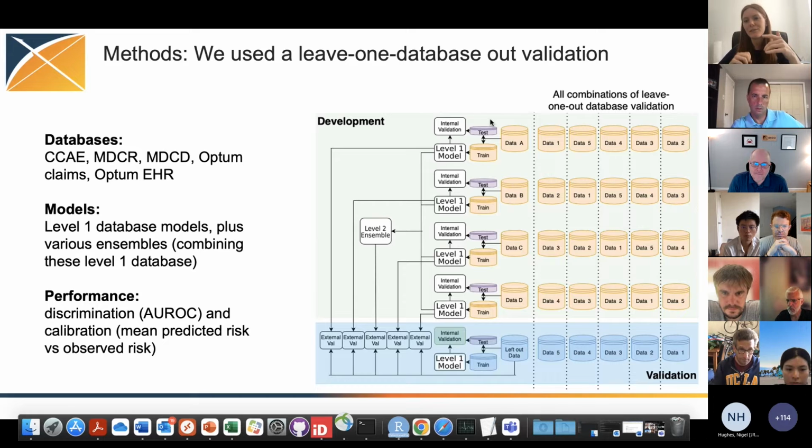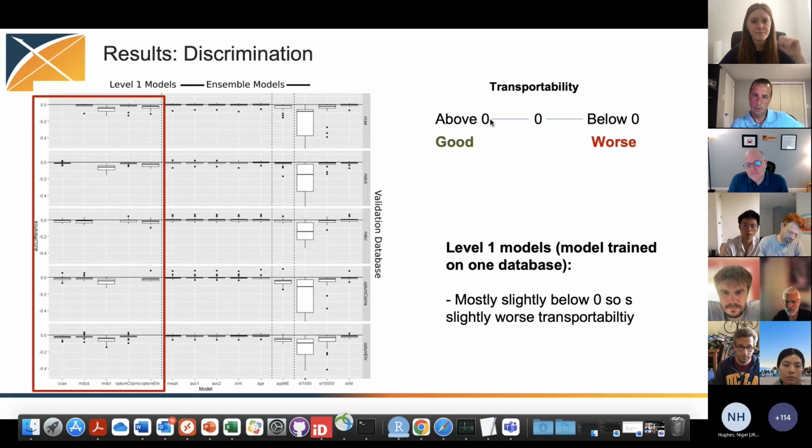We did a leave-one-out database design. So we effectively had 5 databases. For the ensembles, we used 4 databases and combined them with some ensemble strategy. And then we tested it on the 5th database, which was held out. It was a nice design because we have Odyssey and we have the standardized data, so we're able to do this strategy, which is quite nice.